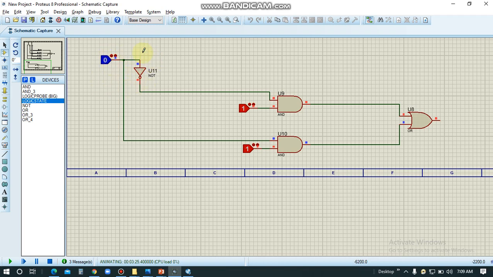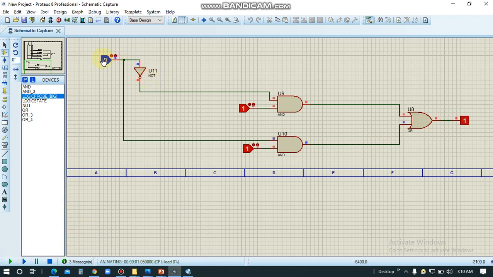This is a selection line, and this is input 1, which we can say I0, and this is the second input, that is I1. So both inputs are given. If I give 0 at the selection line, you can see here the output. Sorry, I have not connected a logic state here. Sorry for that.